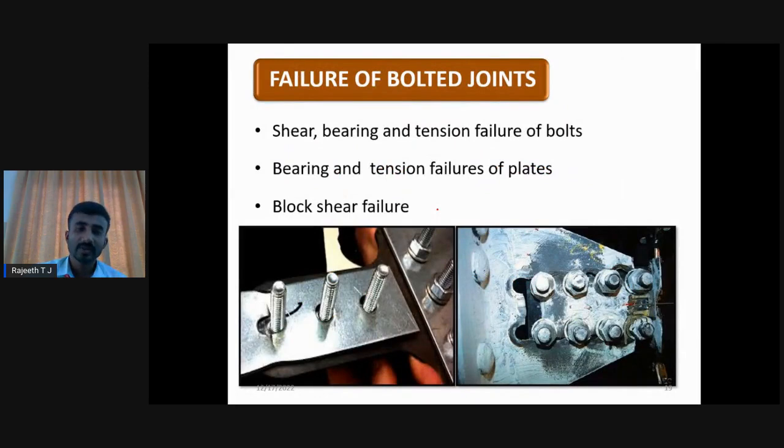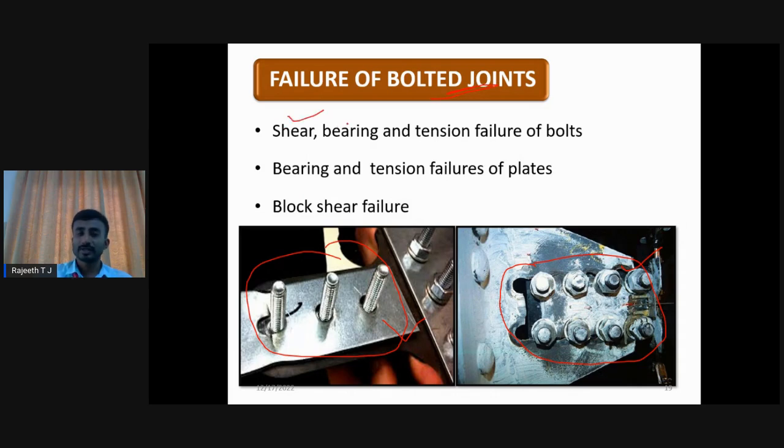Coming to the different modes of failure of bolted joints, in problems we need to calculate the strength of the bolts. To know the strength of the bolt, we should know the different types of failures, or different types of strengths, of bolted joints. This is a bolted joint here, and this one is also a bolted joint. These are failed joints, because of the application of load the joint has already failed. The joint will fail in different modes, particularly the bolted joints.